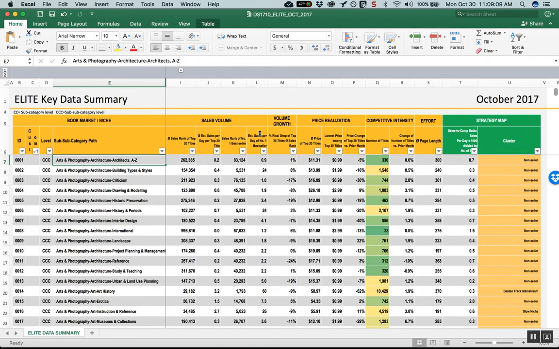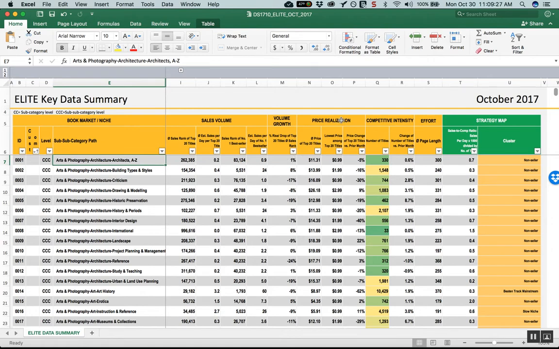Okay, so then you have volume growth, which is the percentage of the rise or fall or drop of those top 20 titles by sales rank month over month. Okay. Then price realization.